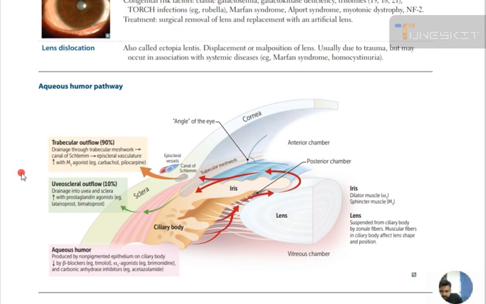The next outflow tract is the uveoscleral outflow tract. It is 10%. It is drainage into the uvea and sclera, and increases with prostaglandin agonists, for example, latanoprost and bimatoprost. So these are the two tracts which are involved in the outflow of aqueous humor.